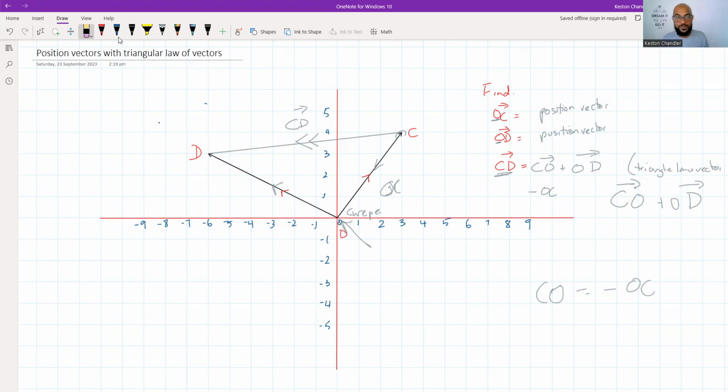The thing is that you don't know what the value of CO is outright, but you can use this value that you have here, OC, and change the direction of it to get CO, because you have the O and the C. If you change the direction of OC and you want to change that to CO, then all you're really doing is just finding the opposite direction of OC. Understand?